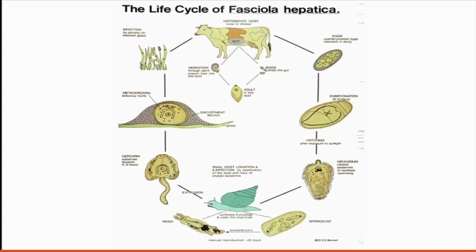When a sheep or cattle happens to feed on the leaves with this metacercaria attached, the metacercaria enters its gut. Then the metacercaria escapes from that cyst, migrates to the bile duct of that host, and grows into an adult. Since the life cycle includes two hosts and at least two infective stages, Fasciola is termed a digenetic trematode. I think it's very clear to you. Okay.